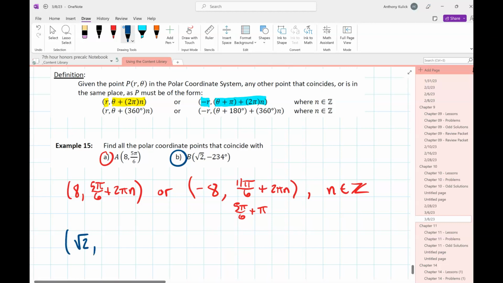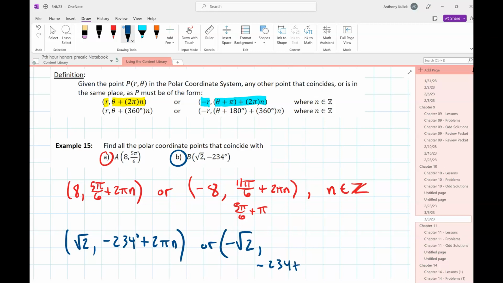And b, again, r stays the same. Everything coterminal to it, or the r is opposite. We'll take our angle, add 180 to it, and then take everything, oops, not 2 pi n. We're in degrees, that should be 360. Is that okay? Just a formula, basically, right?